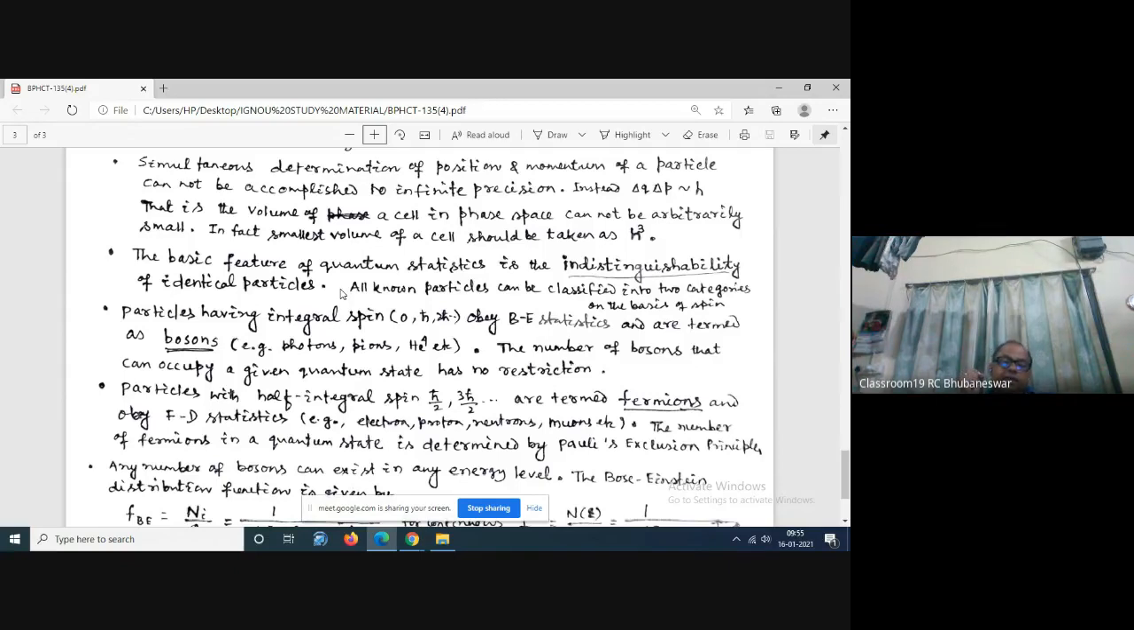So all known particles can be classified into two categories based upon their spins. Now the particles having integral spin, in units of h bar, h by 2 pi: 0 h bar, h bar, 2 h bar, and so on, obey Bose-Einstein statistics and are termed bosons. Examples are photons, pions, helium, etc. So these are particles with integral spin: 0, h bar, 2 h bar, 3 h bar, all integers.